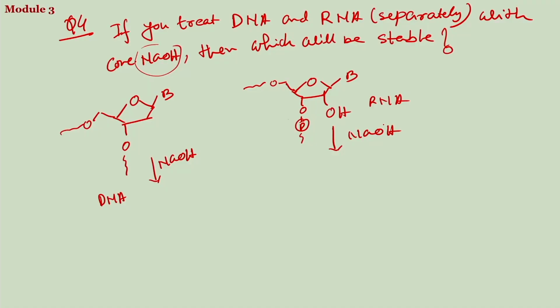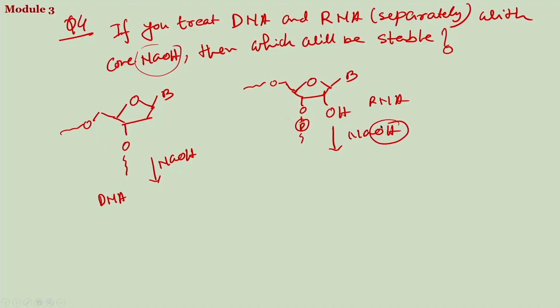The fact is, RNA will be degraded, or RNA is not stable in sodium hydroxide. On the other hand, DNA is somewhat stable in sodium hydroxide. The reason is, you are using a strong base. Sodium hydroxide is a strong base, and that will deprotonate this OH into O minus, that you do not have here. So, phosphate is there, it's the rest of the part.